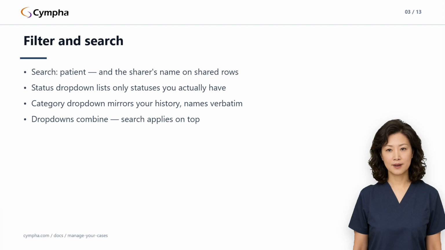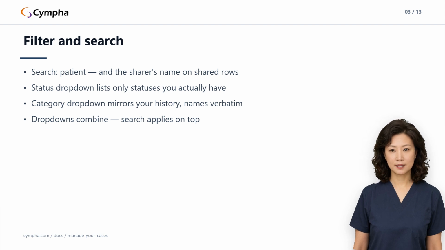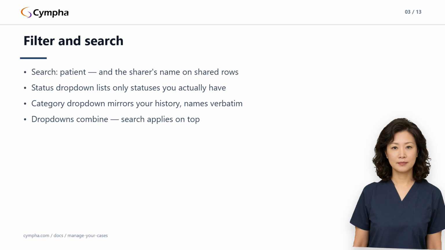Below the cards sit 3 controls, and each has a subtlety worth knowing. The search box, its placeholder mentions patient, doctor name, or email, matches the patient name on your cases, and on shared cases it also matches the originating doctor's name. It runs server-side, so it searches your entire history, not just the visible page.